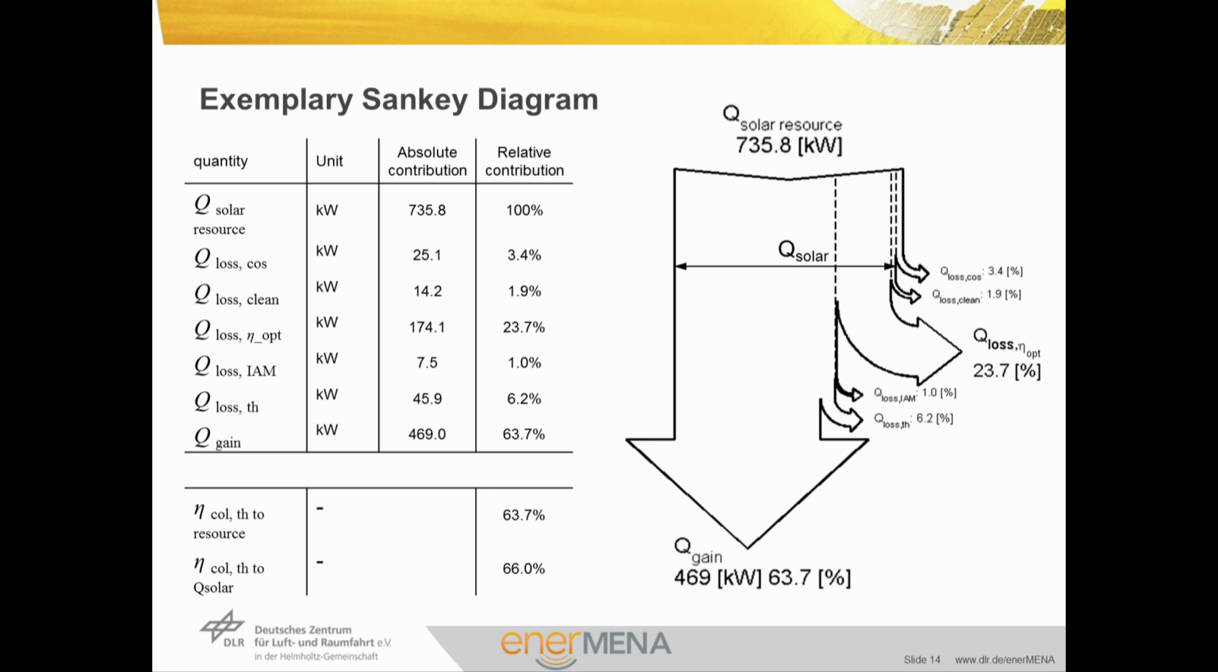This slide shows the results of power conversion and the Sankey diagram for an exemplary parabolic trough collector. It gives a basic idea of the relative magnitude of different loss mechanisms. For the chosen operation point, cosine loss and IAM loss are very moderate due to small angles of incidence. The same applies to the impact of cleanliness. As expected, the optical and thermal efficiencies are responsible for the largest share of the losses. According to the level of reference, the overall thermal efficiency amounts to values of 63.7 to 66%.